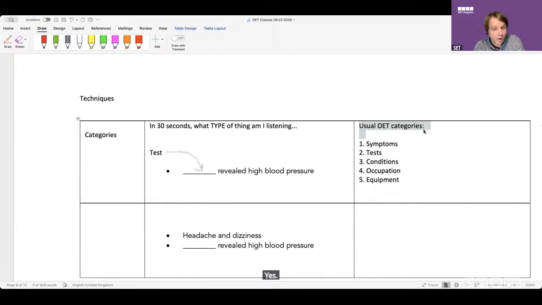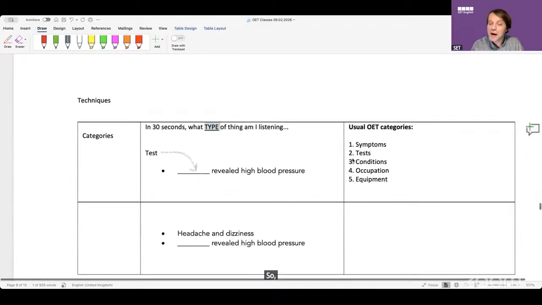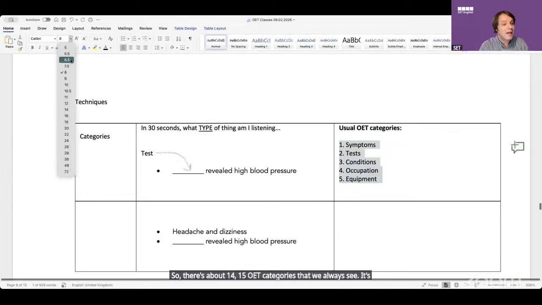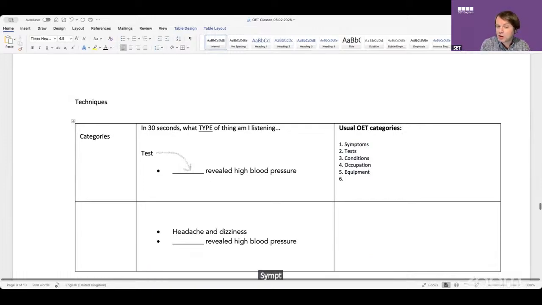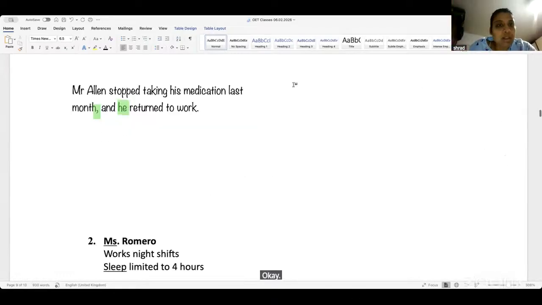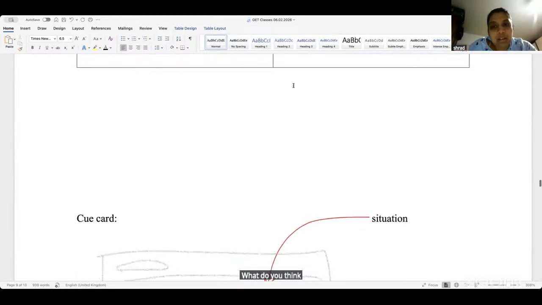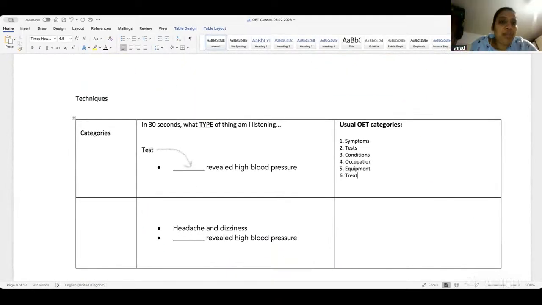We're listening for specific types of things, and this makes it easier, right? So there's about 14, 15 OET categories that we always see. It's always the same ones. Can you tell me an example? Symptoms, test, conditions, occupation, equipment. Okay. Shrad, do you think that maybe treatment would be one? What do you think? Do you think that's a category in OET? Yeah, type of treatment. Exactly. So this is a category.